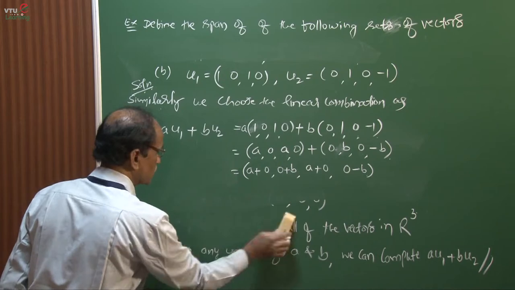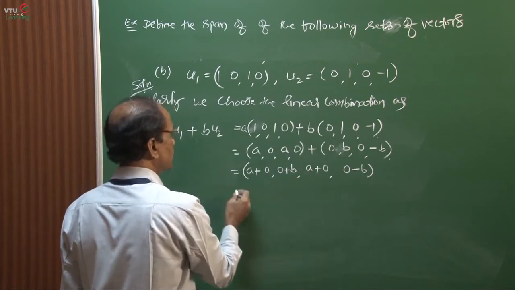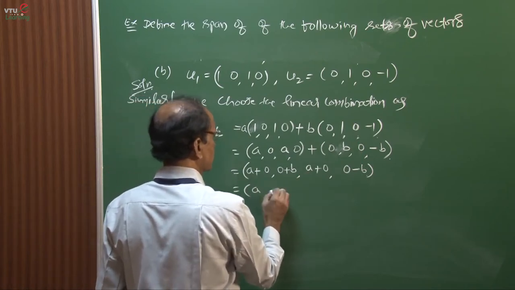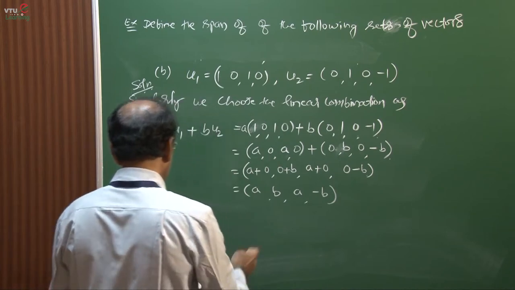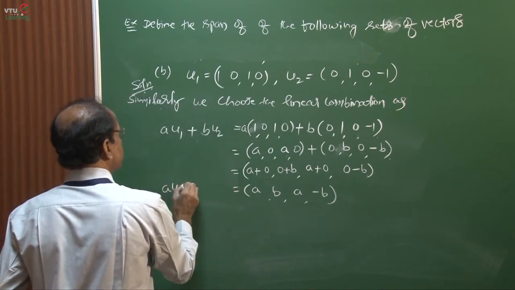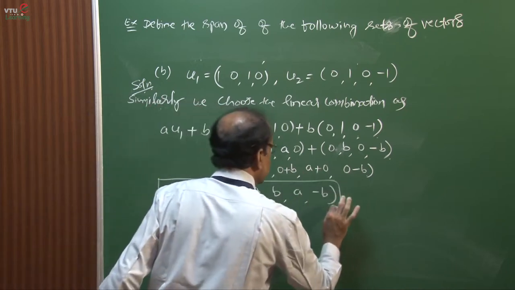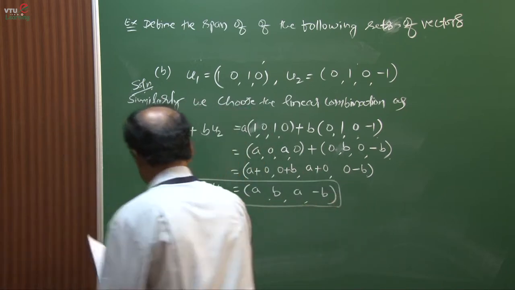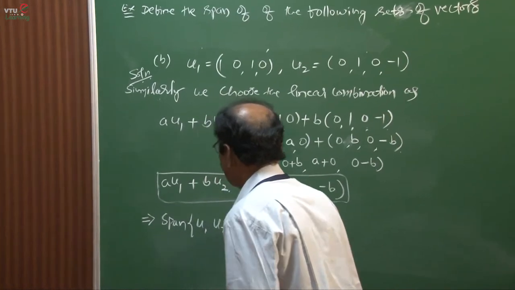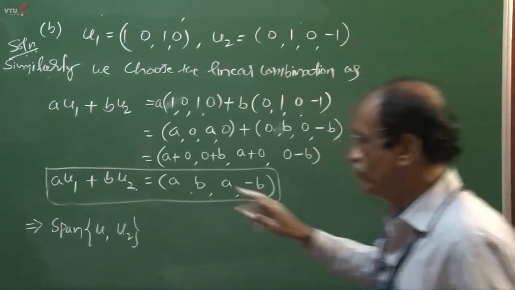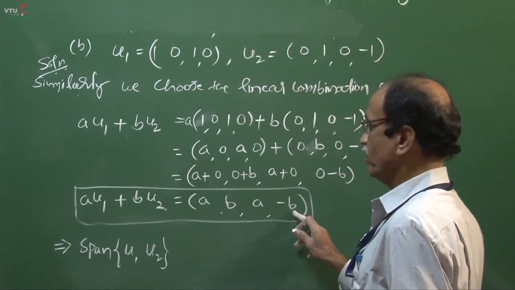Then what are the final values? That means final simplification, you will be getting, after adding 0 to the selected scalars, A and B and A and minus B. So these are the values on the right side for the linear combination followed by the scalars, A into u1 plus B into u2. So this is the linear combination for the given 2 vectors, implies span of u1 comma u2 will be with the open choices of these A value, B value, A value and minus B value.